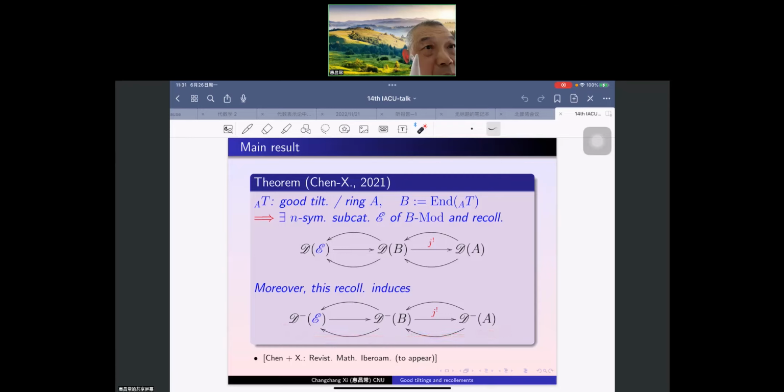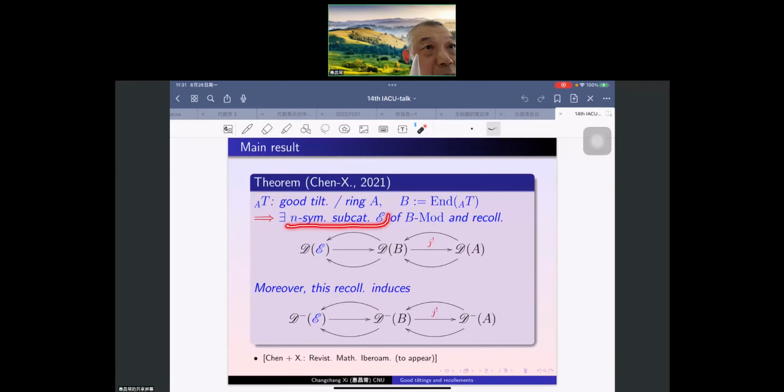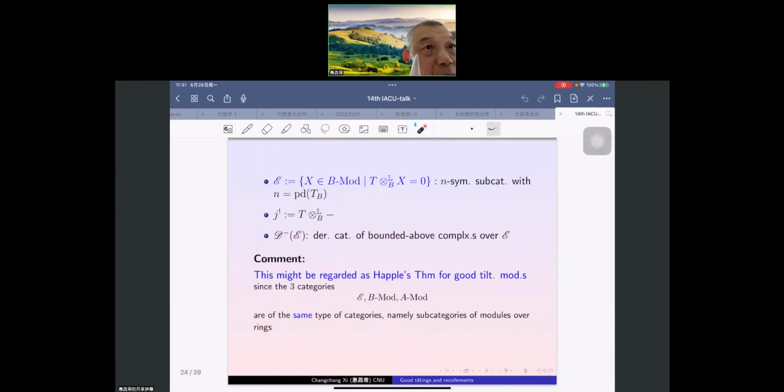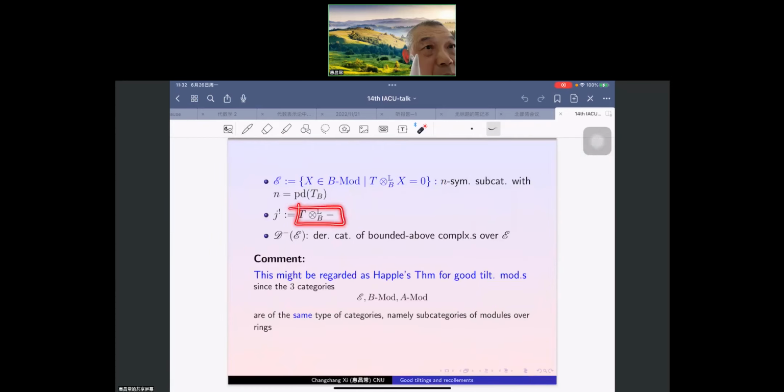And this result will appear in these papers. Here we say there exists such a subcategory, and it can be described precisely in the following way: we take all X satisfying these properties. Here n is just the projective dimension of T as a tilting module, or as a module over the endomorphism algebra B. So this is an n-symmetric subcategory. And here this functor is just the derived tensor functor defined by the tilting module T. This is, as I said, a category of bounded complexes.